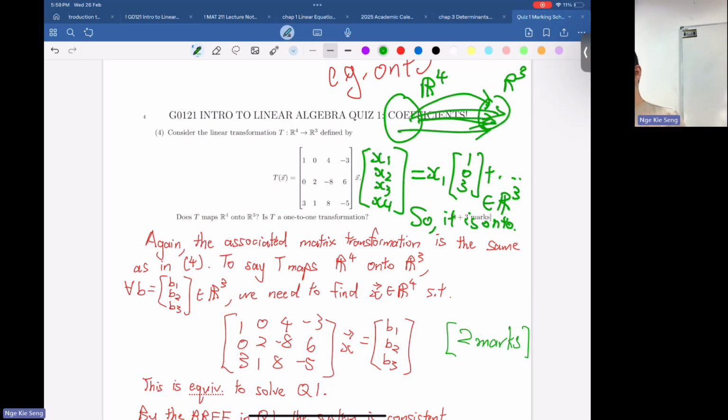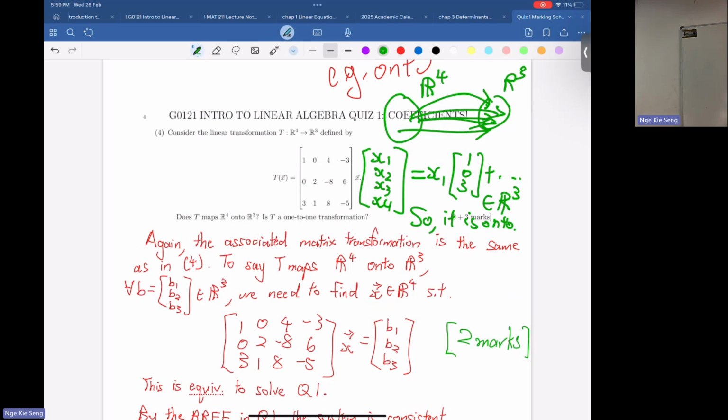Onto means you need to hit everything in the target. Everyone you need to check. You need to hit everyone. If you just do this, you just say I land in the right place, that's all. But onto means you need to hit every one. That's why when I set up this equation, B1, B2, B3 are random ones. Check for every one. Random.